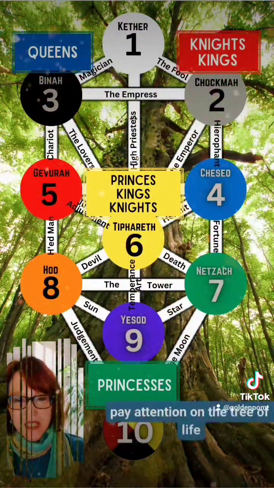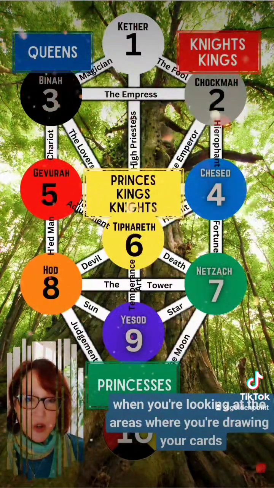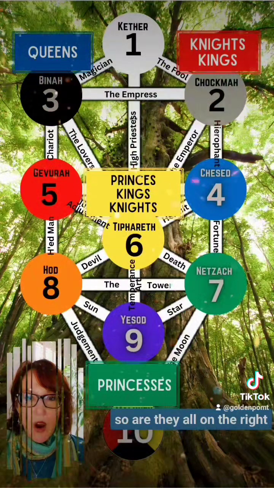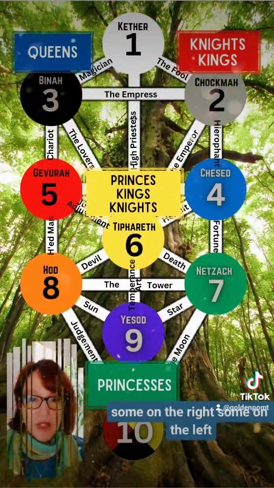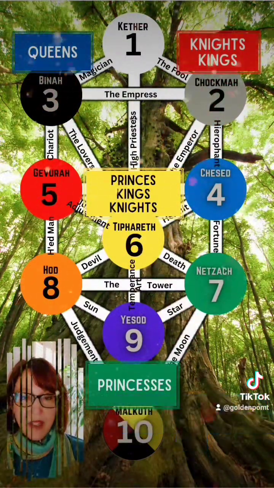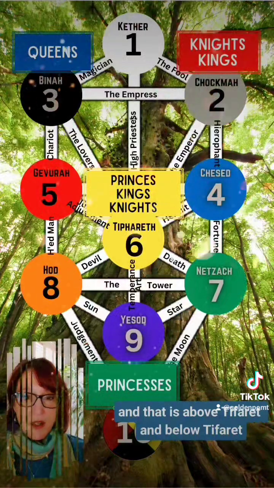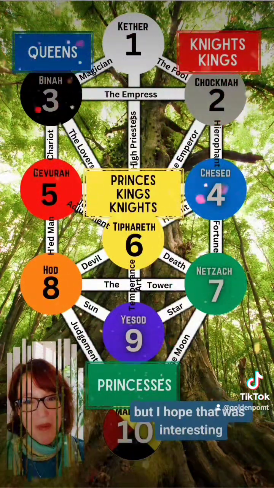So pay attention on the Tree of Life to the areas where you're drawing your cards. Are they all on the right? Are they all on the left? Are they balanced, some on the right, some on the left? The same thing with the top half and the bottom half, that is, above Tiferet and below Tiferet. We'll talk about this a little bit more in another video, but I hope that was interesting.